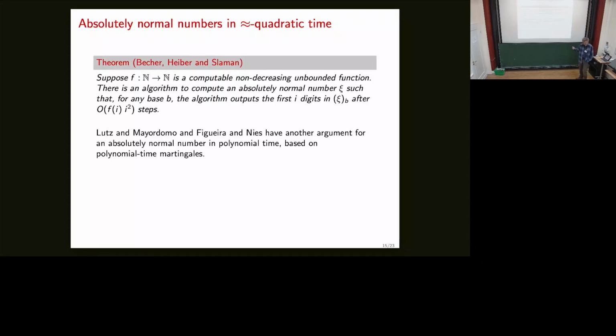That raised the question of, is there a feasible algorithm? Is there an algorithm where you can actually run it and see the digits appear across the screen? Becher, Heiber, and I gave an algorithm that worked in essentially quadratic time. This algorithm was a direct construction. Then Lutz and Mayordomo, and independently Figueira and Nies, gave other arguments to produce absolutely normal numbers in polynomial time. And the way they did it was they looked at polynomial time versions of randomness.